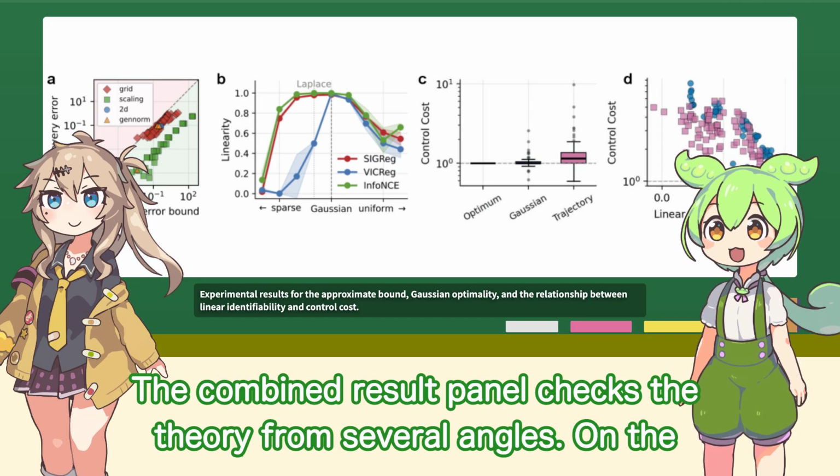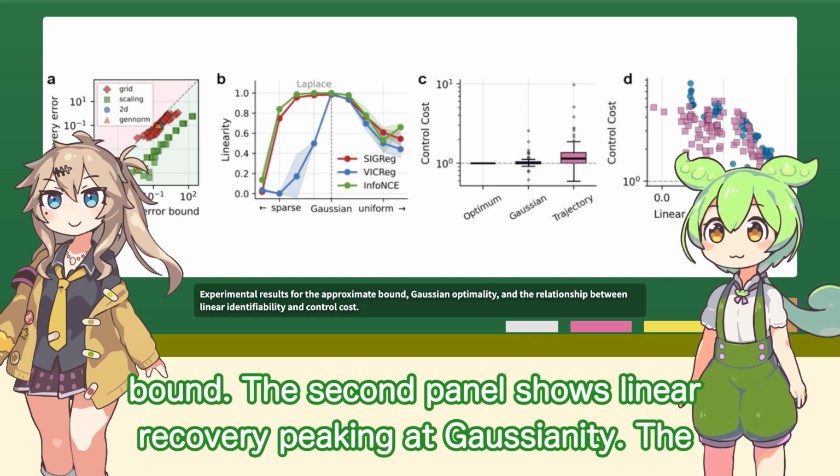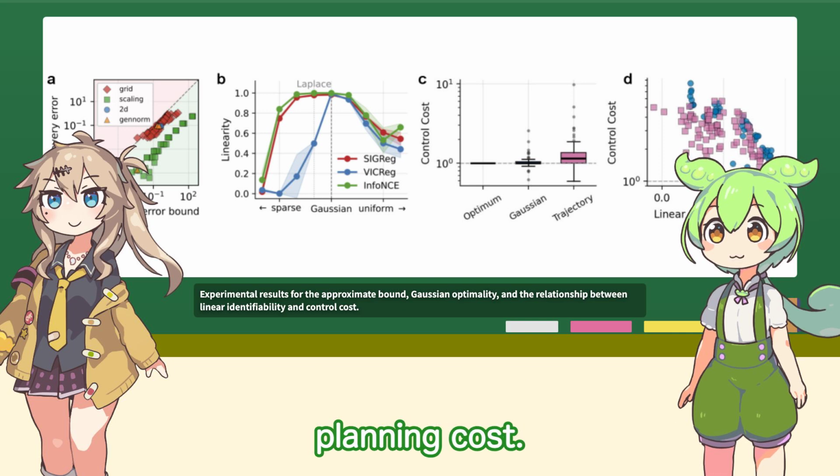The combined result panel checks the theory from several angles. On the left, observed recovery errors mostly stay below the predicted upper bound. The second panel shows linear recovery peaking at Gaussianity. The two panels on the right connect better linear identifiability with lower planning cost.